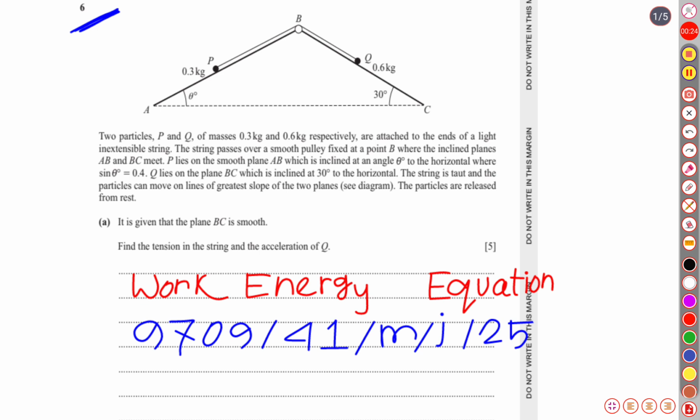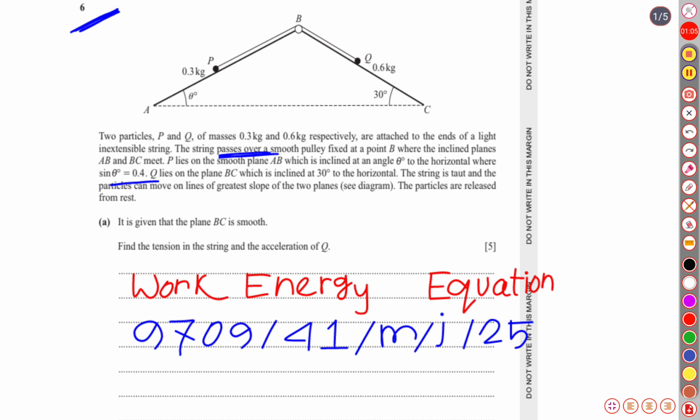Two particles P and Q of masses 0.3 kg and 0.6 kg respectively are attached to the ends of a light inextensible string. The string passes over a smooth pulley fixed at a point B, where the inclined planes AB and BC meet. P lies on the smooth plane AB, which is inclined at an angle theta to the horizontal, where sin theta is 0.4.